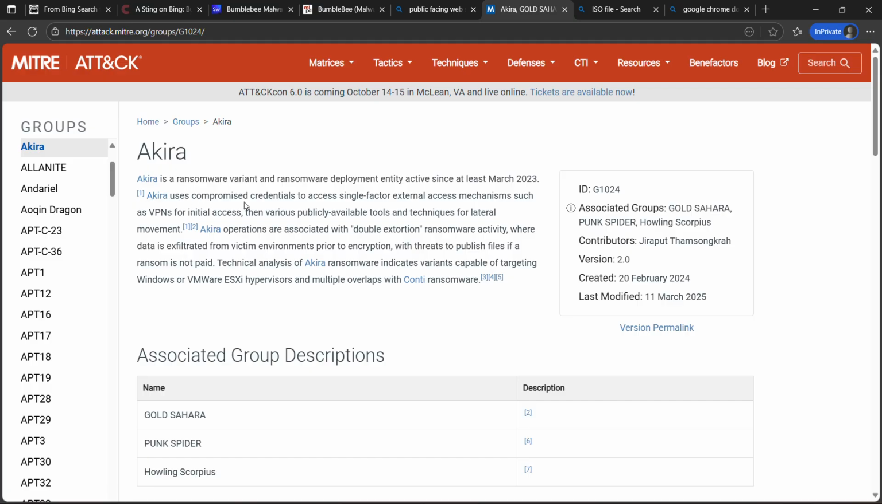Akira uses compromised credentials to access single-factor external access mechanisms, such as VPNs, for initial access. Compromised credentials? From where? To access single-factor external access mechanisms. Single-factor external access mechanisms, what does that mean?